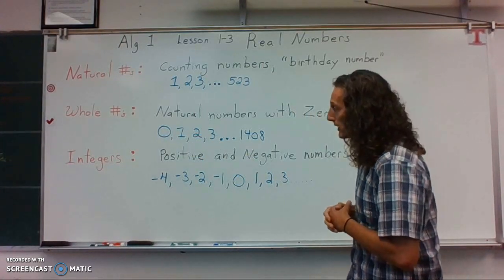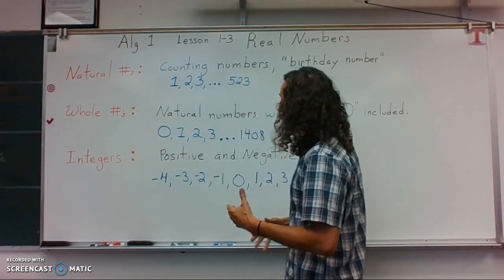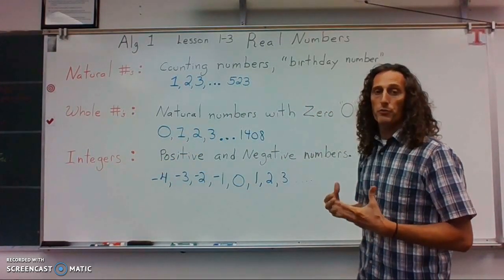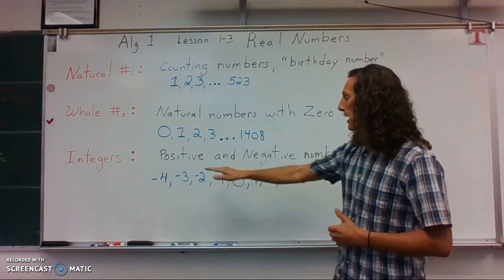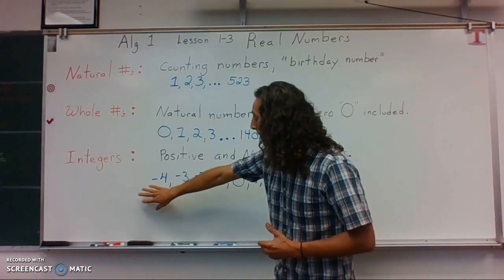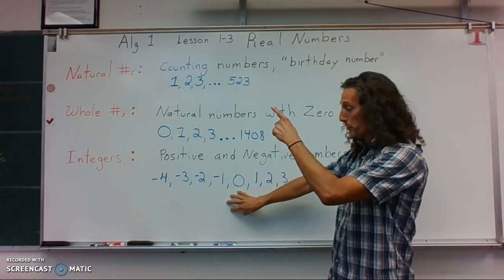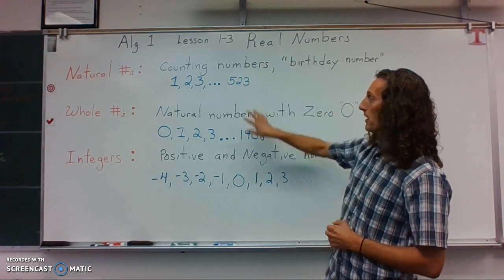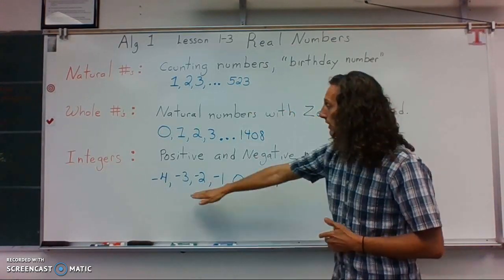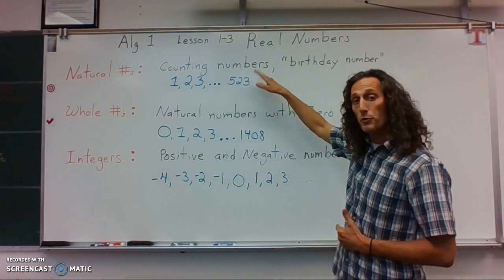So then we get down into what we call integers. Now, integers is the first time where they introduce negative numbers. So it's positive and negative numbers. So now you have all your negatives, you have your 0, which is part of your whole numbers, and then you have your counting numbers, which is part of your natural. So the integers automatically include these other two categories.